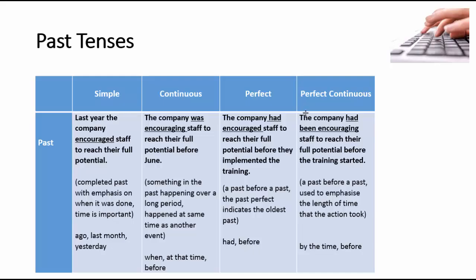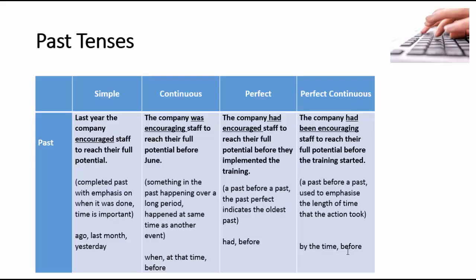Past perfect continuous, like I mentioned before, is not a very common tense, however it does occasionally happen. The company had been encouraging their staff to reach their full potential before the training started. So again, a past before a past. However, we use that idea of the continuous, the ing, to emphasize that it was happening for a longer period of time. Keywords: by the time, before.